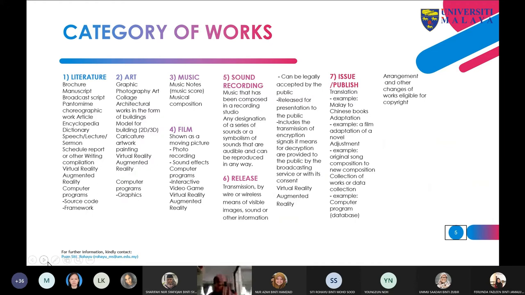So, connecting factor ni ada in the previous slide actually, which is basically looking at, ada tiga cara, the connecting factors ni, for example, by looking at the status of the author, they have to be a qualified person lah.